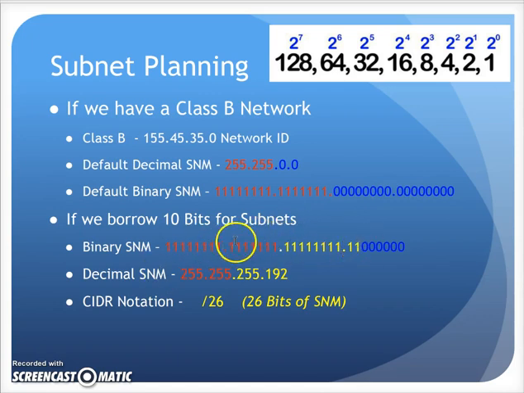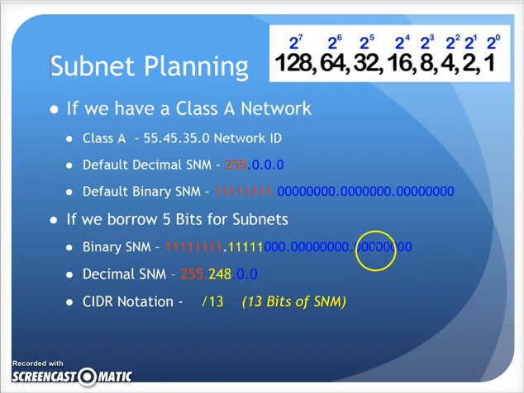I can have a Class B where I borrow 8 plus 2 more, couldn't I? So now I'm going to get 255.255.255.192. It's looking like a C network. So you need to really pay attention to this first octet in this subnet mask to know what's going on. And this is a /26.